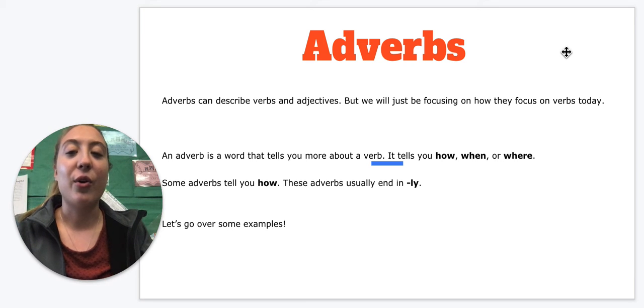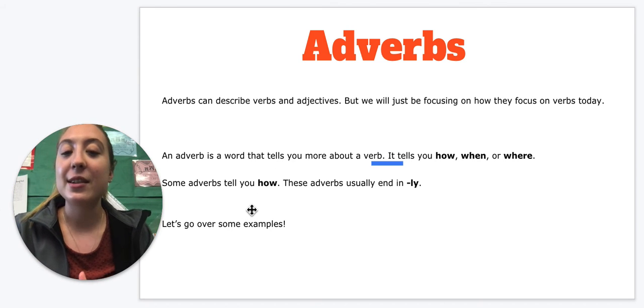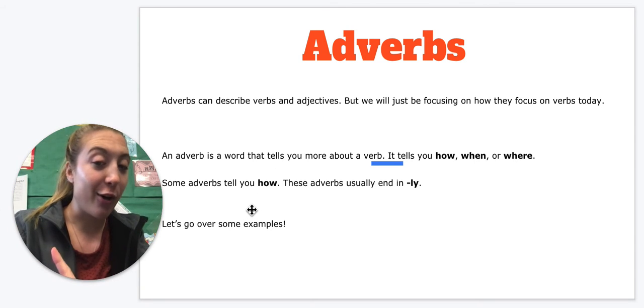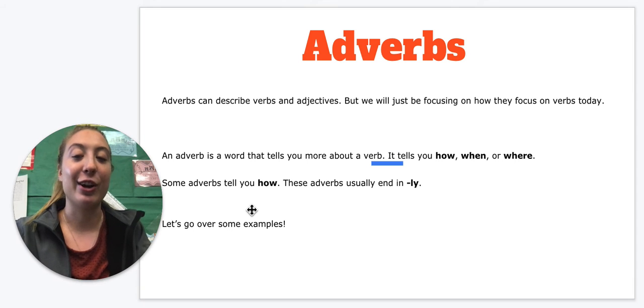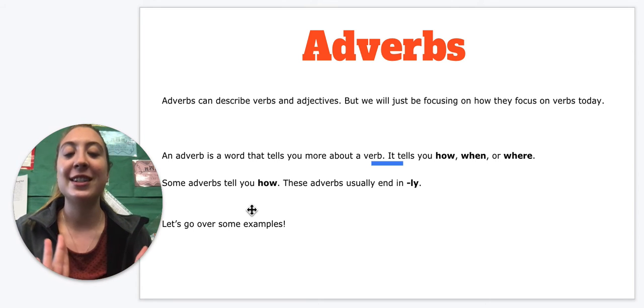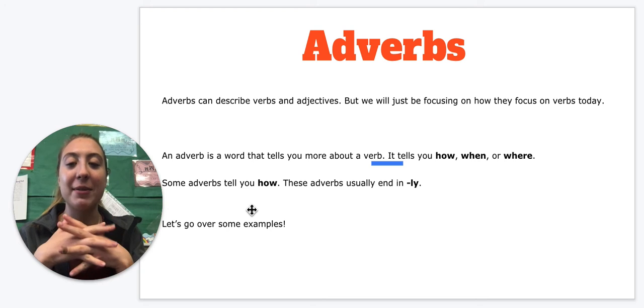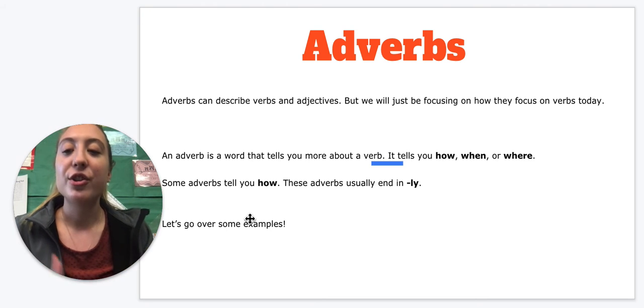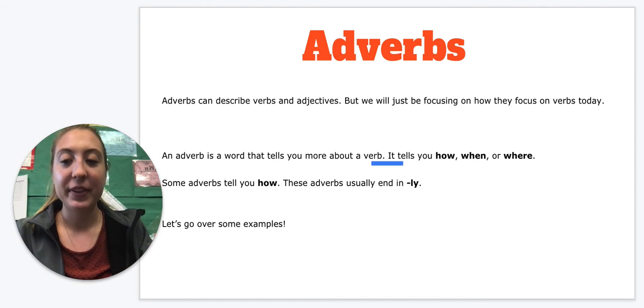All right, so an adverb tells how, when, or where. Some adverbs tell you how, and these adverbs usually end in ly. So we should be used to that, learning about our suffixes, words ending in ly. So now it's coming together. So let's go over some examples.